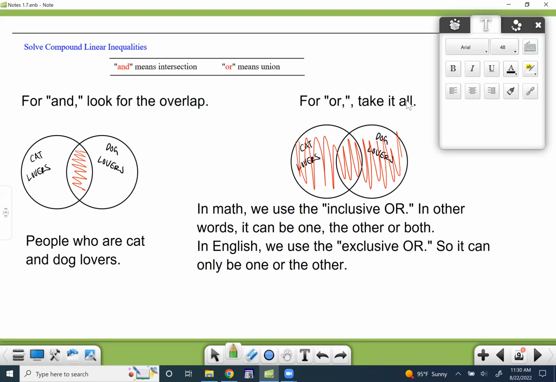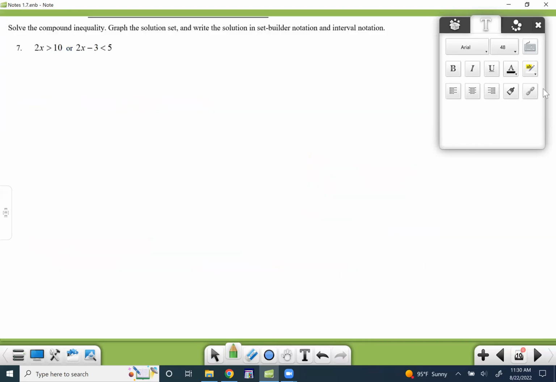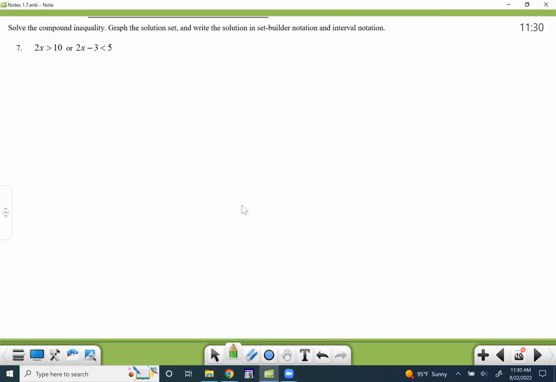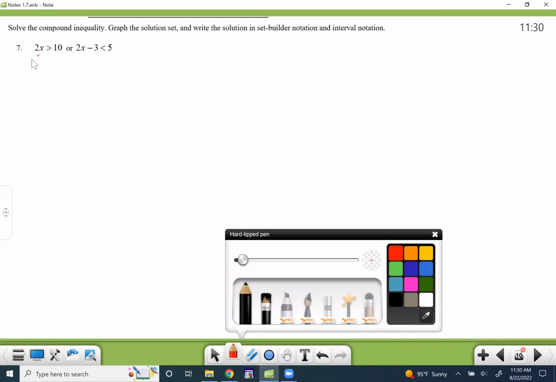Now we're not really going to be doing Venn diagrams, you guys. We're going to be graphing on number lines. But I think the best way to explain it is through these Venn diagrams, for why I'm taking the overlap for the "and"s and why I'm taking everything for the "or"s. All right, so let's go ahead and dive in and do a few of these. Okay? All right, so I see the word "or," so I'm going to keep that in mind as I go about solving these inequalities here.